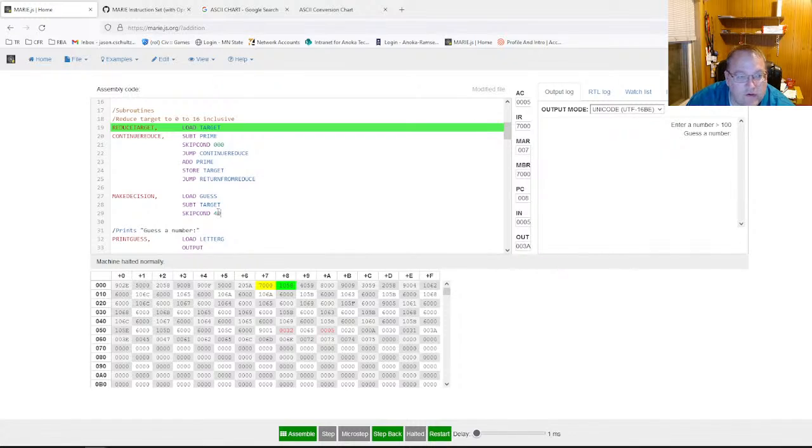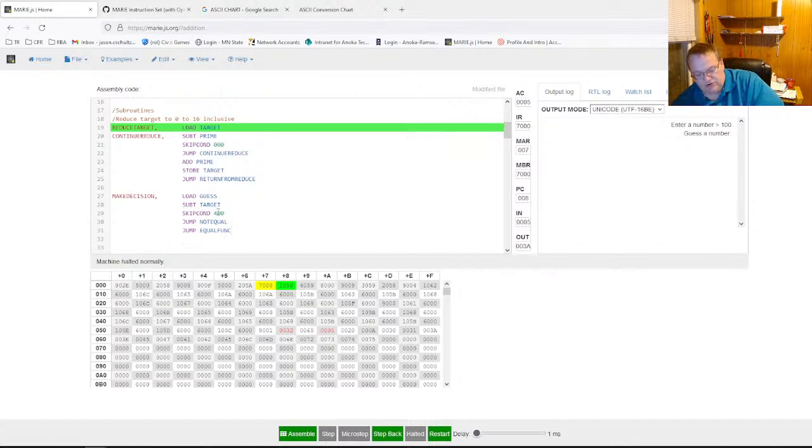Skip again. This one's 400. So then if it's not, we're going to say not equal. And then here, this will be jump to equal func.